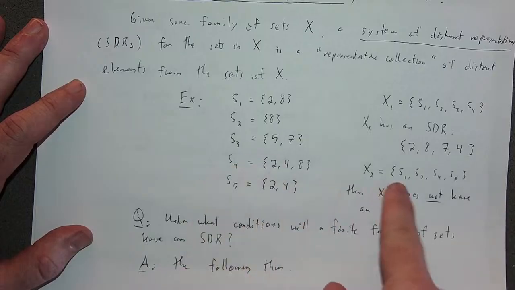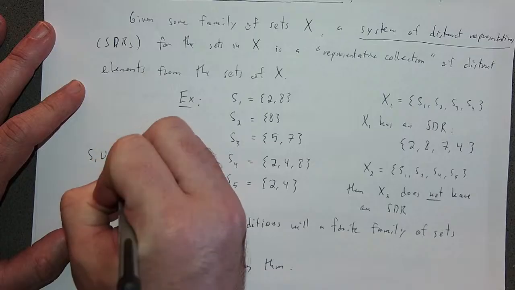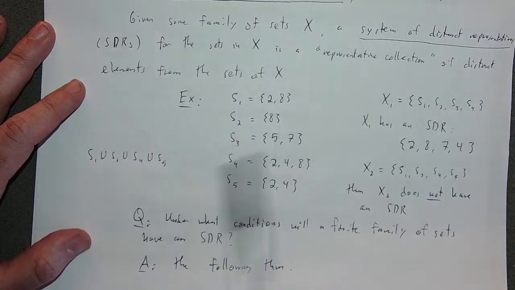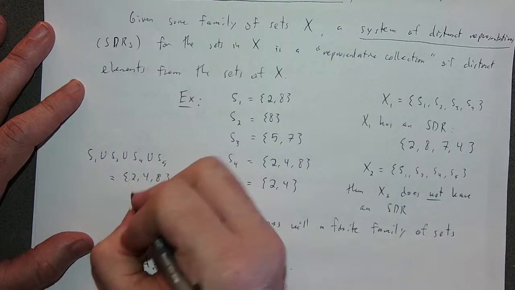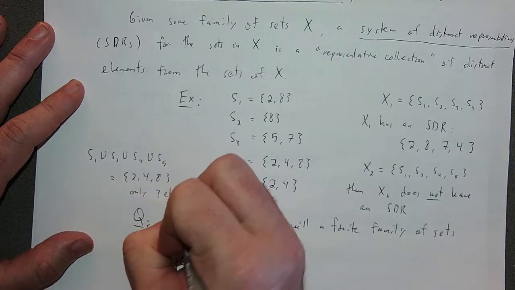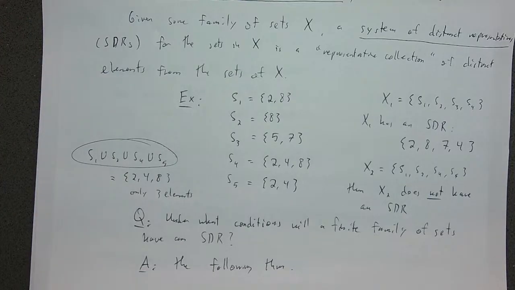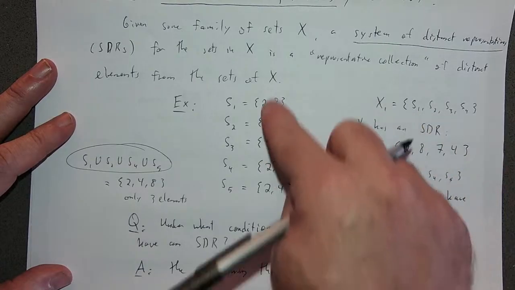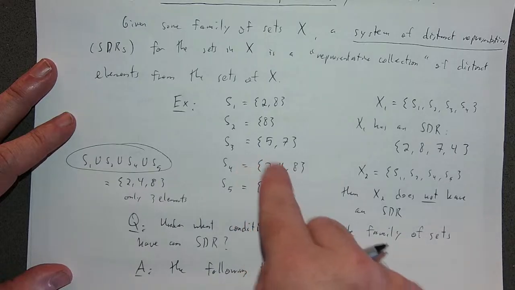So notice that the union of S1, S2, S4, S5, how many elements does that have? Actually, it only has three. It's 2, 4, 8. Only three elements. But there's four of these in the union. So it fails. Notice that the union of the four sets S1, S2, S3, S4 is going to have five elements, right? 2, 4, 5, 7, 8.